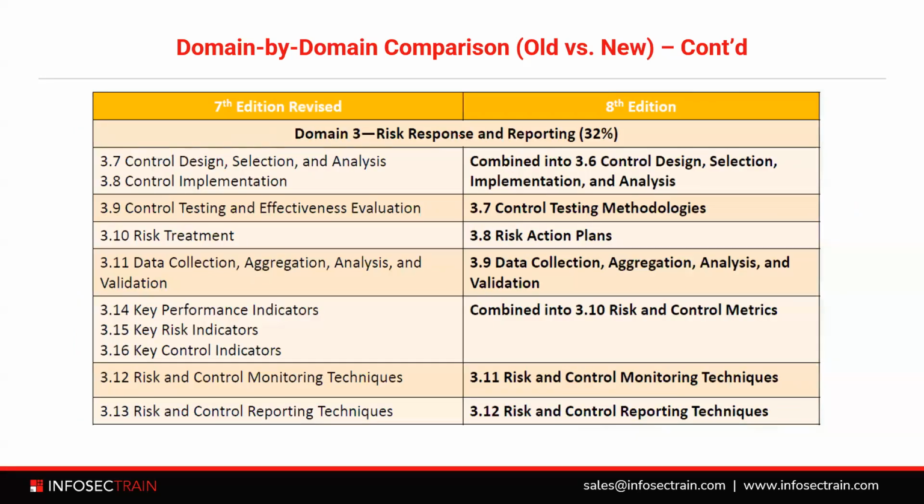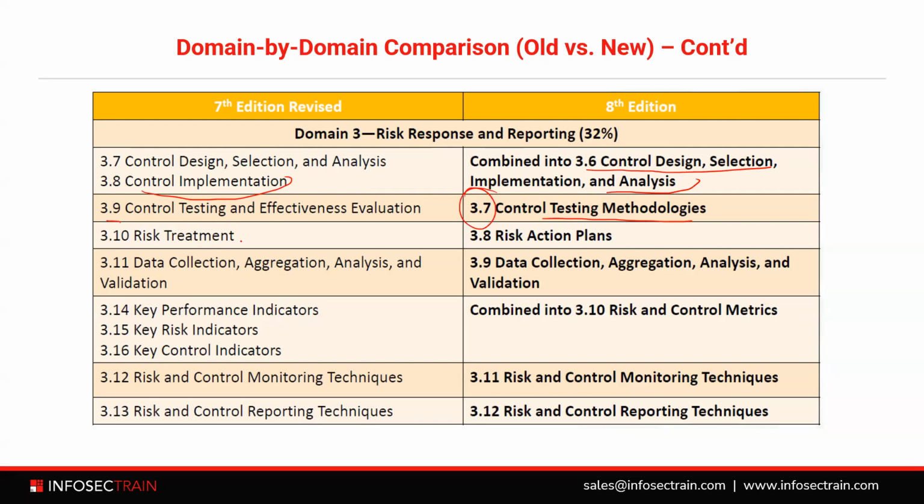Again, Domain 3, risk response and reporting. 3.7, control design selection analysis, and 3.8, which was control implementation, have now been combined into 3.6, control design selection, implementation and analysis. Section 3.9, control testing and effectiveness evaluation, now has section number 3.7, control testing methodologies.